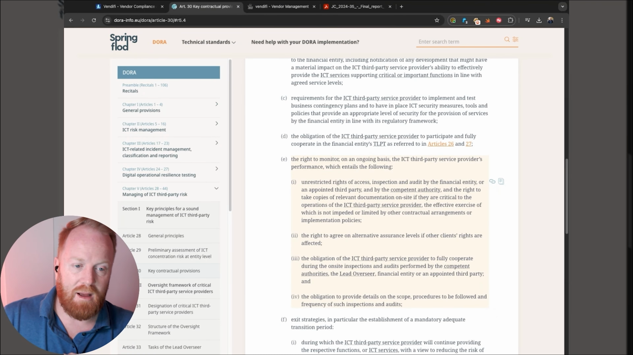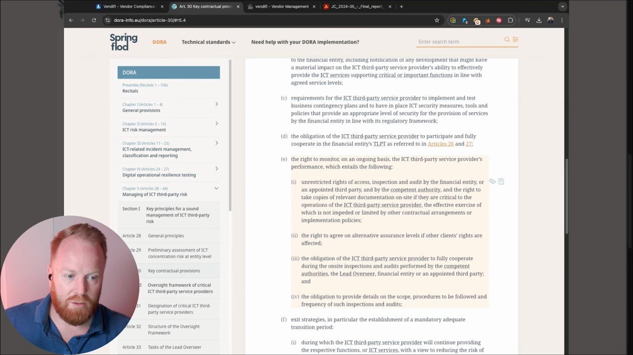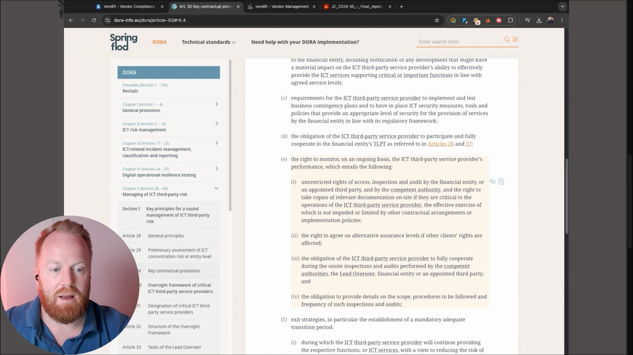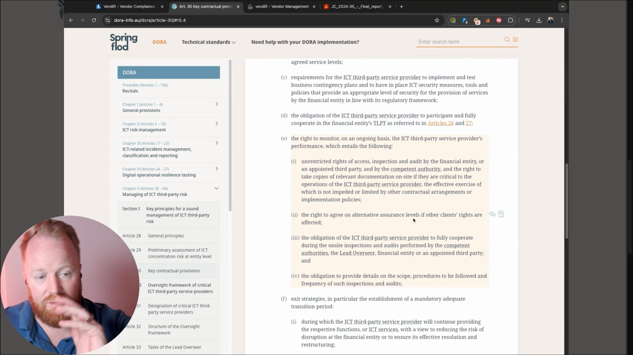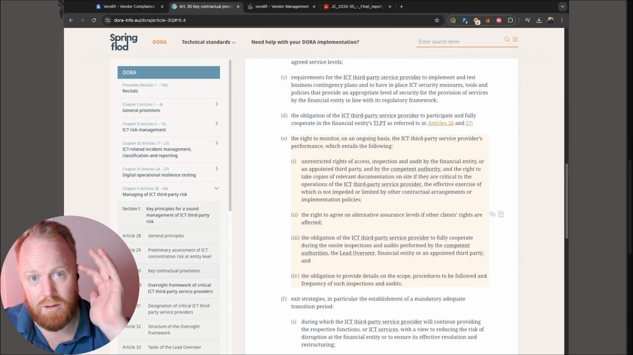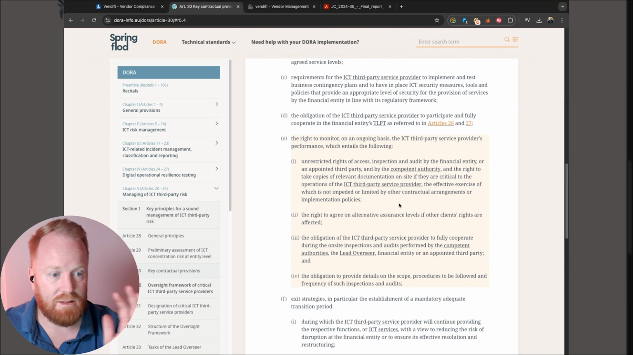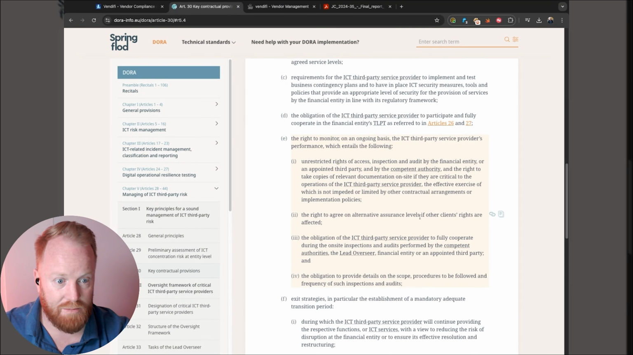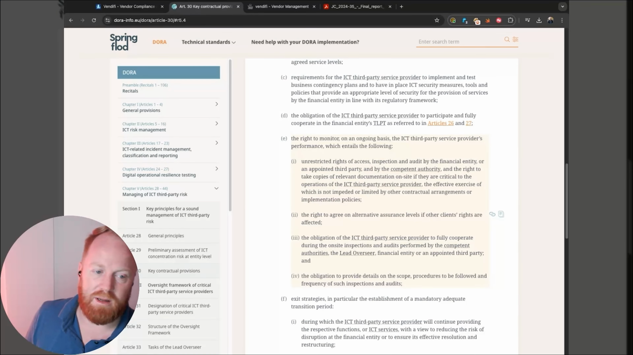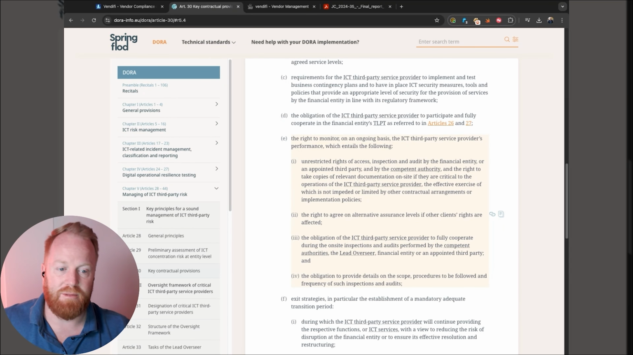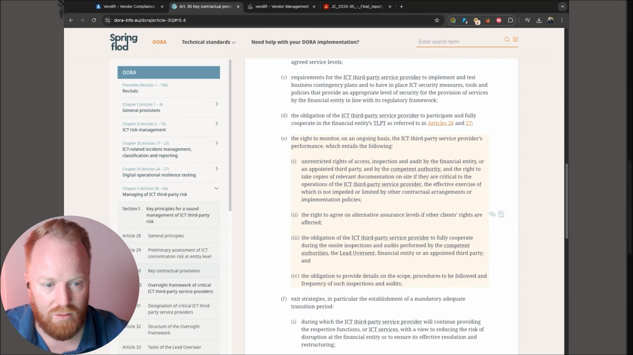Interesting. And the ICT provider must fully cooperate during the on-site inspection and audits conducted by the competent authorities, the lead overseer, the financial entity, and the appointed third parties. So that's basically saying, I want to be able to come on site and have a look, and you can't stop me. And the obligation to provide detail on the scope, procedures, and frequency of these inspections and audits.